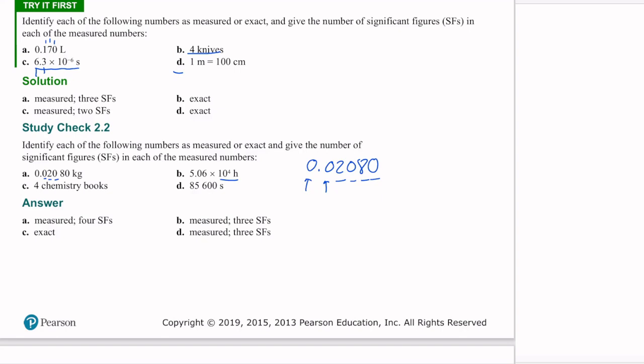B, 5.06 times 10 to the 4th hours. We have 3 significant figures. C says 4 chemistry books. This is a counted number and therefore there is an unlimited number of significant figures. Next we have 85,600. Notice that these trailing zeros are simply placeholders and the number is technically ambiguous, but we're only certain of 3 significant figures. So this is a measured number with 3 significant figures.